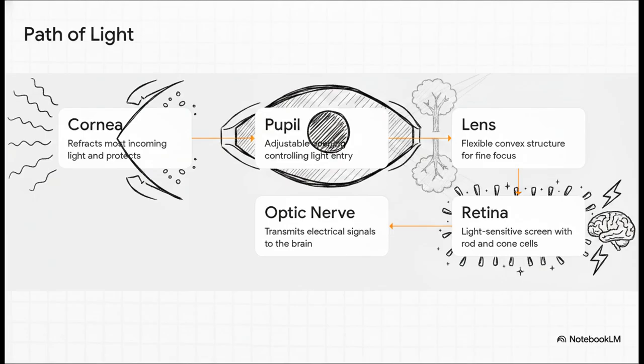This lens projects a real, inverted, meaning upside-down image onto the retina at the very back of your eye. The retina is like a biological screen packed with light-sensitive rod and cone cells. And finally, the optic nerve takes all those electrical signals and fires them straight into your brain, which flips the image upright and tells you exactly what you're seeing. It is wild when you really think about it.